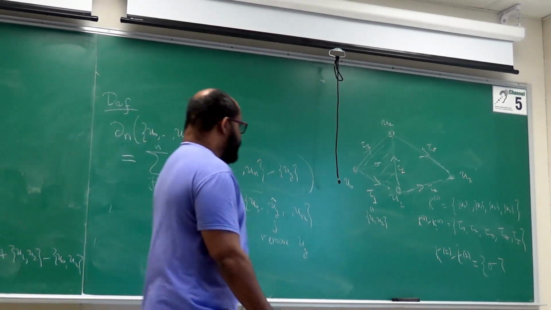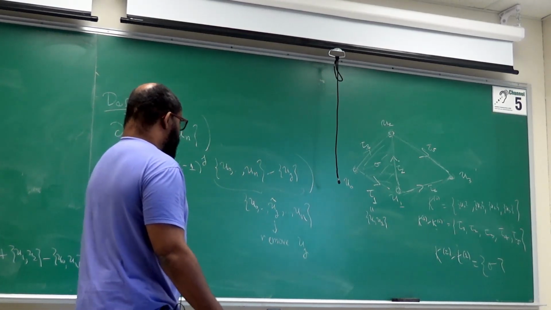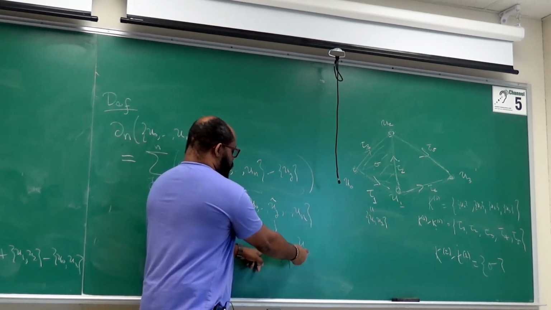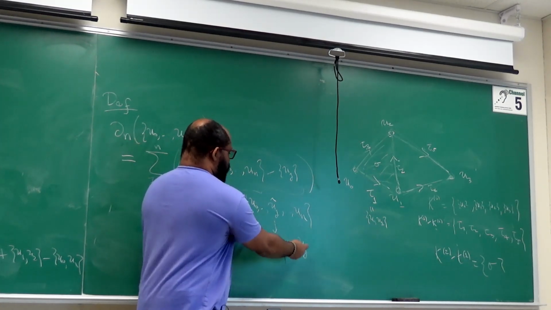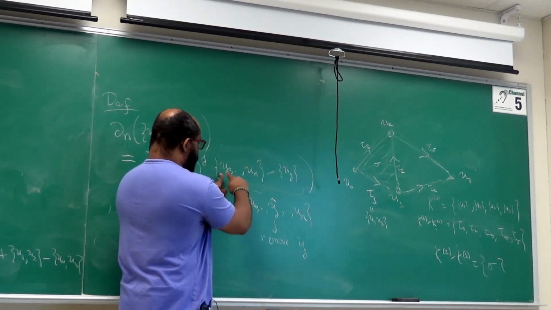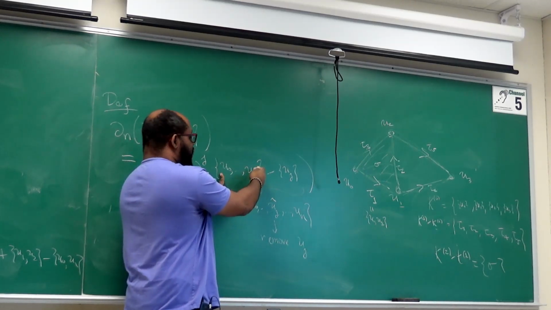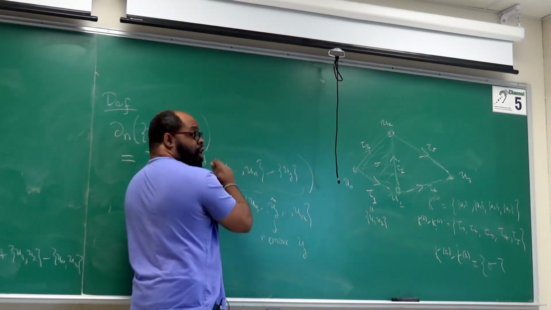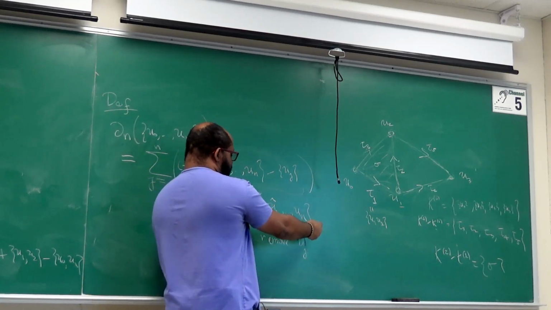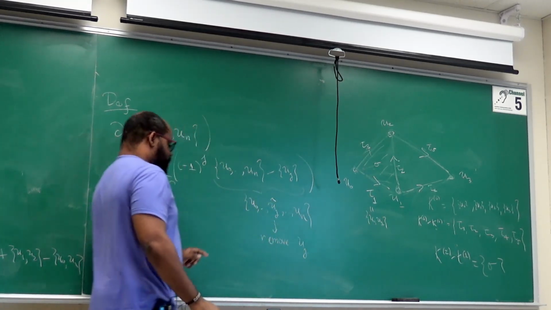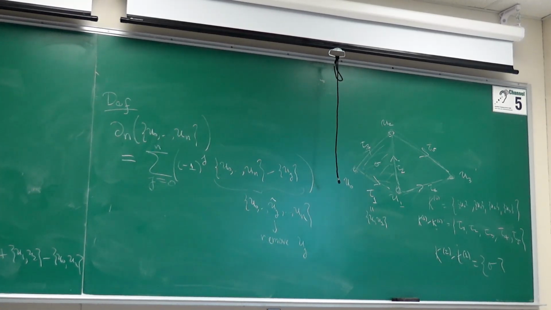Yep. Sorry, this u_j hat means remove u_j. Start with u0 through un, and then remove u_j from that. Whatever is left, we're going to denote it like this. So it's just taking it out. Exactly. So for example, this guy over here is u0, u1, u2 hat.